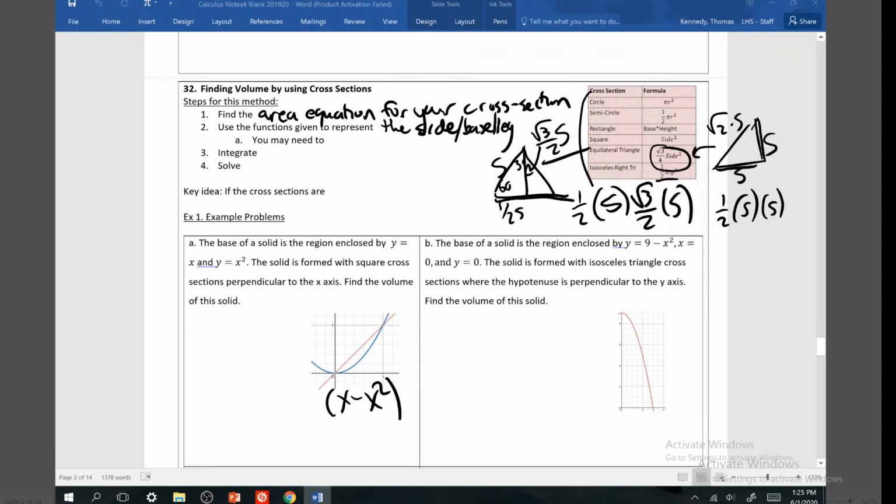And now the caveat that we haven't quite gotten to yet with problems, but that B will make us do when we do it, is you may need to rewrite equations. The reason why you would need to rewrite them is if it's perpendicular to the y-axis, you need your equations as like x equals an equation of y. So you may need to rewrite equations for the other variable.